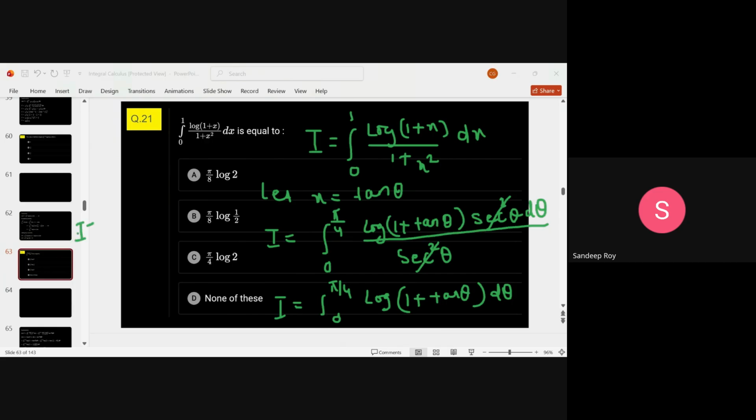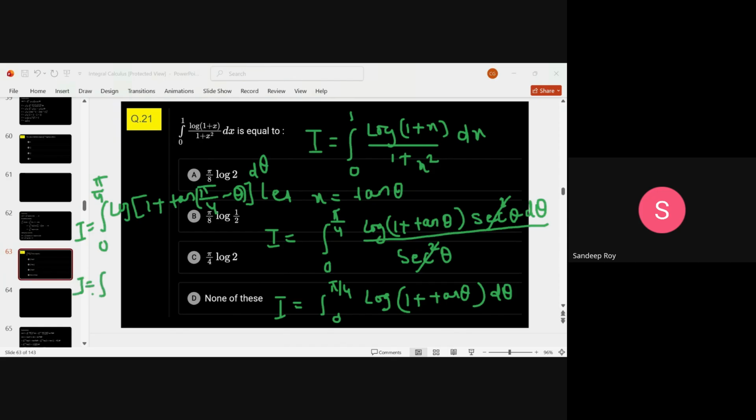If you apply this property, I will be how much finally? I is equal to integral from 0 to pi by 4 of log of 1 plus tan of pi by 4 minus theta, correct? You apply the property, that is the King's rule, the King's property. So this times d theta. Now over here you can do one thing. Now you apply the tan a minus b formula. Assume a is pi by 4, b is theta. Then you apply the tan a minus b formula, and finally the integrand I will be how much?